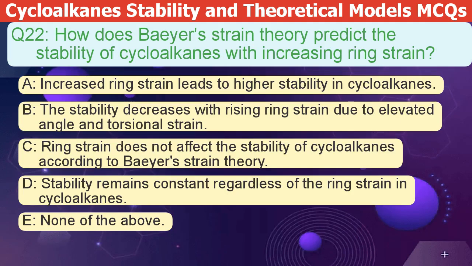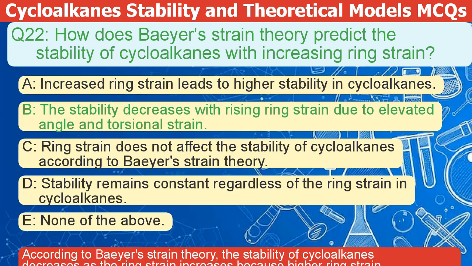How does Bayer's strain theory predict the stability of cycloalkanes as ring strain increases? A. Increased ring strain leads to higher stability in cycloalkanes. B. The stability decreases with rising ring strain due to elevated angle and torsional strain. C. Ring strain does not affect the stability of cycloalkanes according to Bayer's strain theory. D. Stability remains constant regardless of the ring strain in cycloalkanes. E. None of the above.